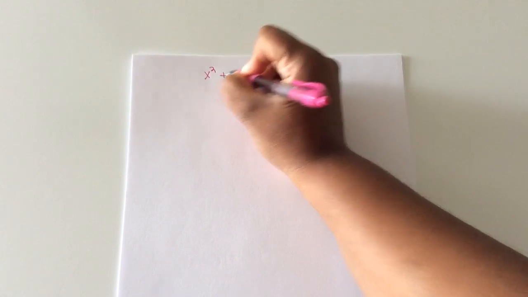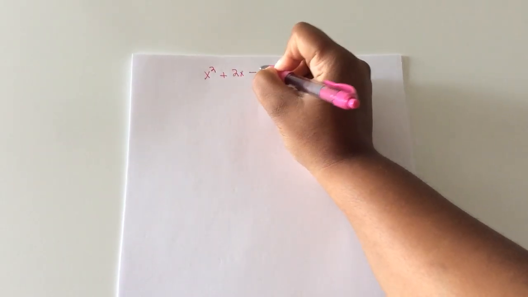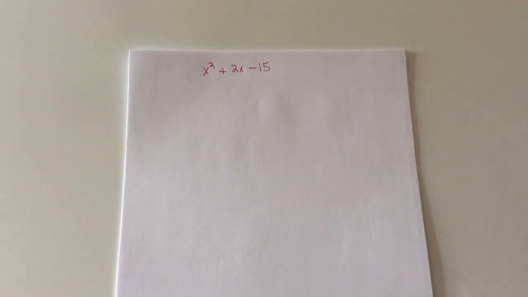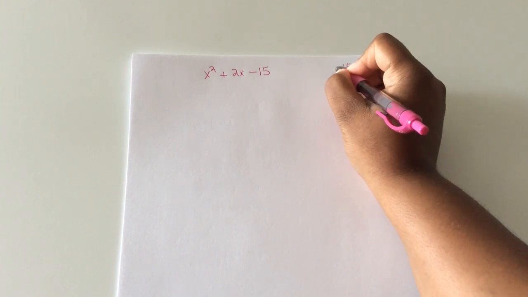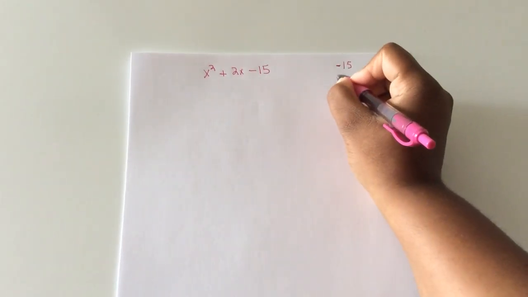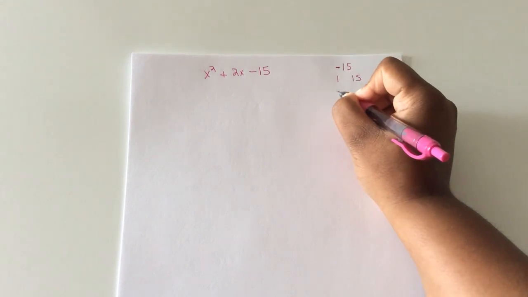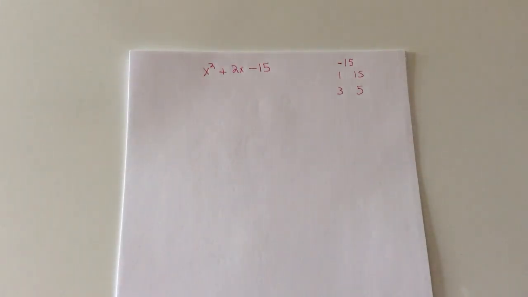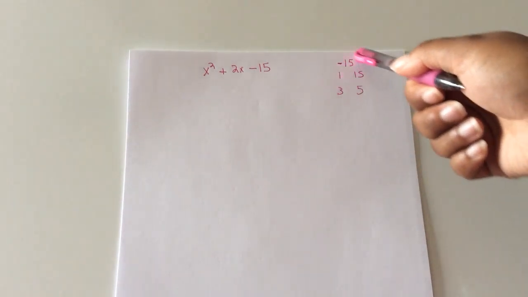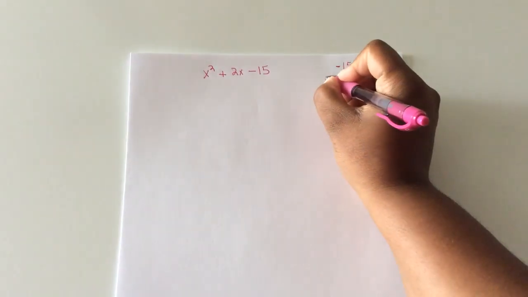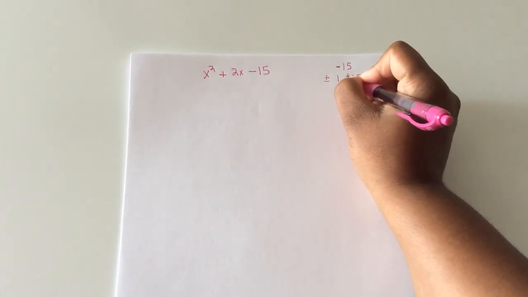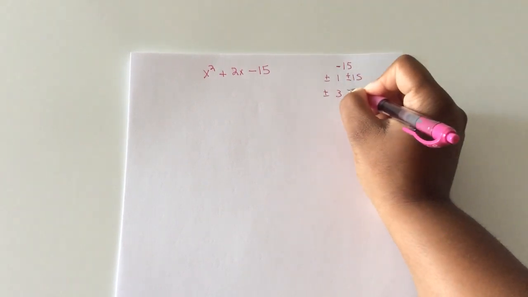We have x squared plus 2x minus 15. Just like before, we have our 15, but this time I'm going to actually write my negative. We write our factors: 1 and 15, and 3 and 5. To get a negative number when we multiply two numbers, one has to be positive and one has to be negative. So each of these would have to be positive or negative.